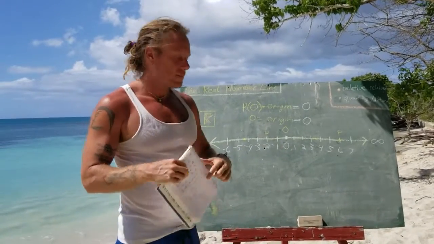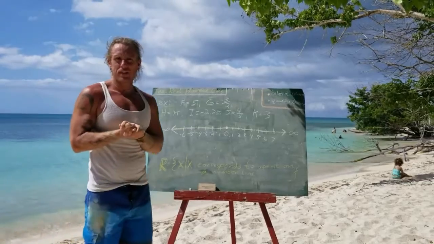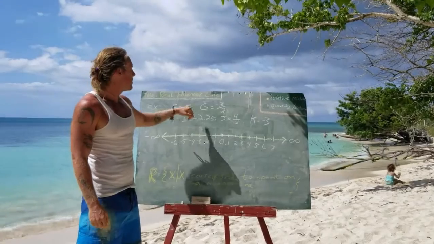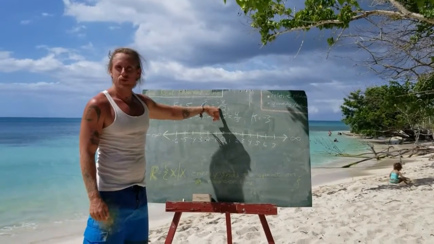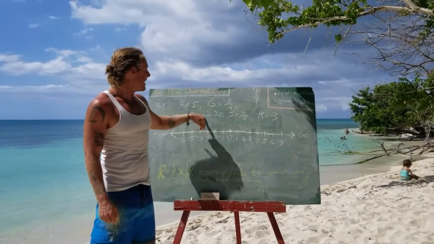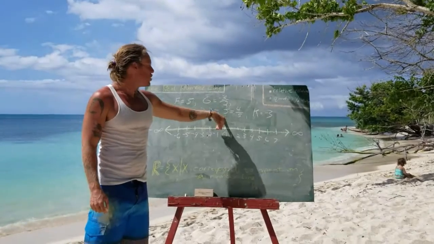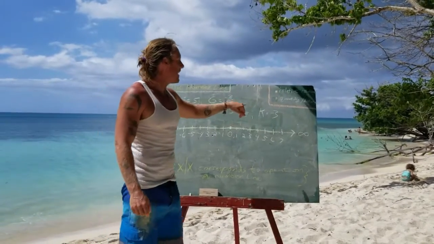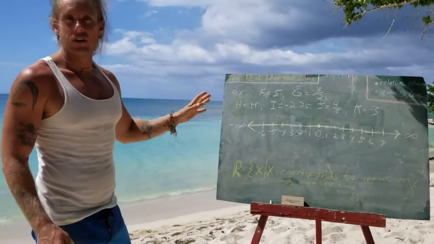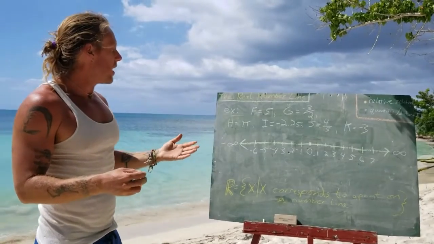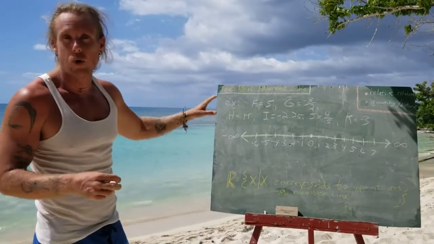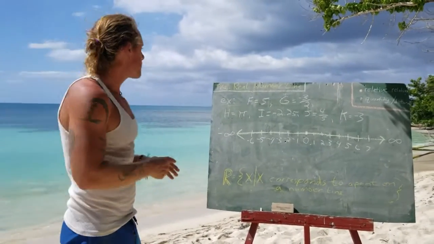Let's look at an example. All right, let's do an example together. Let's look at the points. F is equal to 5, G is equal to negative 3 over 2, H is equal to pi, I is equal to negative 2.25, J is equal to 4 over 5, and K is equal to negative 3. Let's plot these on our real number line and then observe some of the relative relations and quantitative relations between these points and numbers. So let's start with F.